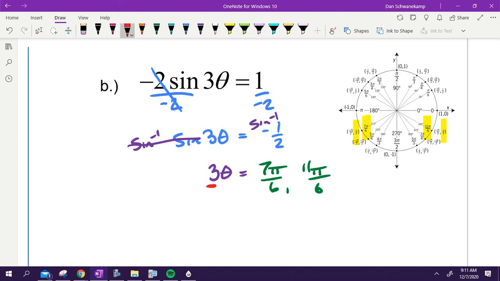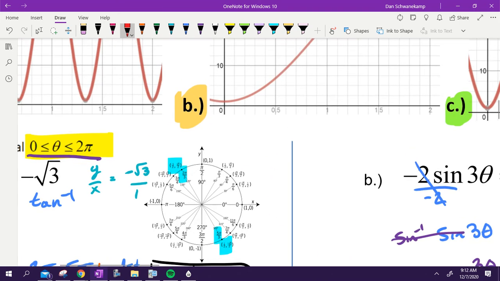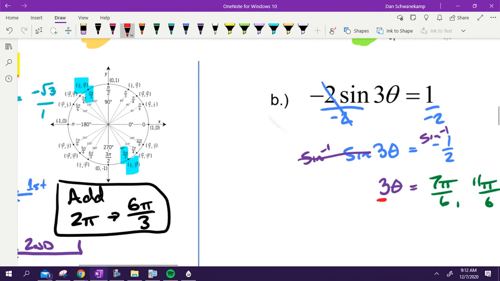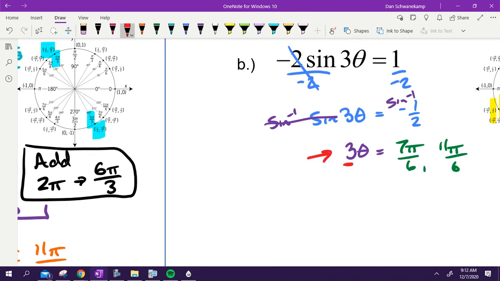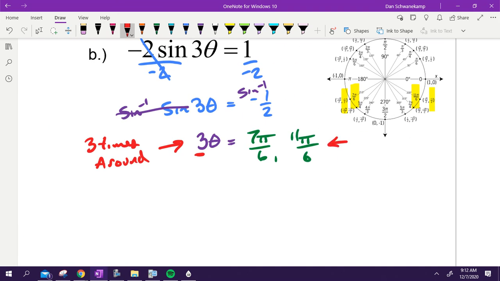What is that 3 doing to my graph? Speeding it up. How many times am I going to go around the circle if I'm still looking on my interval from 0 to 2 pi? 3. That 3 means 3 times around. So these are the answers I got the first time around. What am I going to do to find the answers I get the second time around? I'm adding 2 pi.